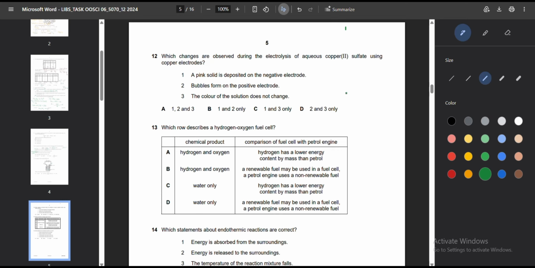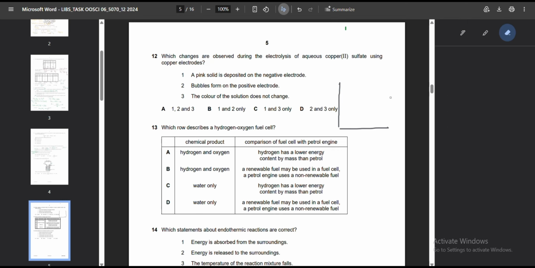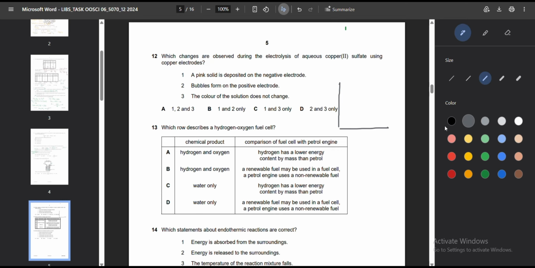All right, so if you draw the electrolytic cell, in the electrolytic cell, our electrolyte is aqueous copper sulfate, and then there are 2 copper electrodes.